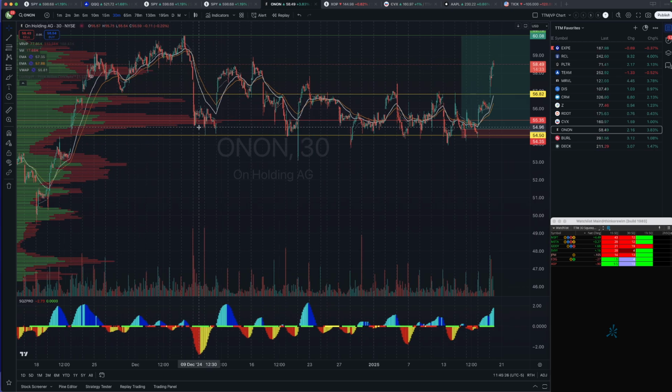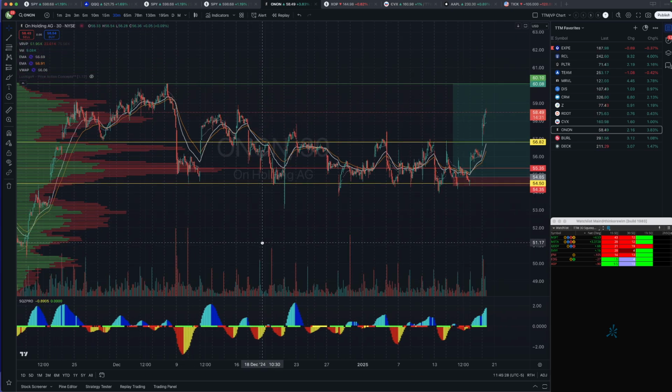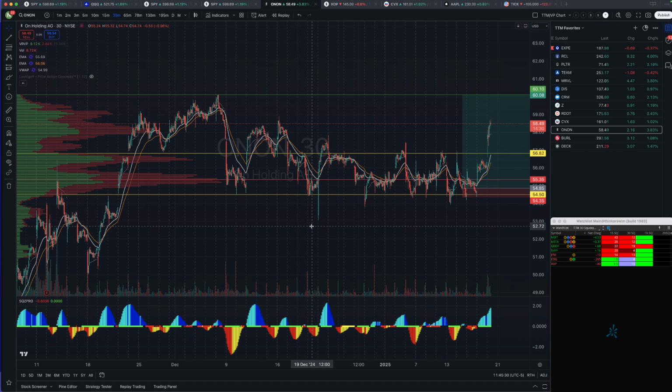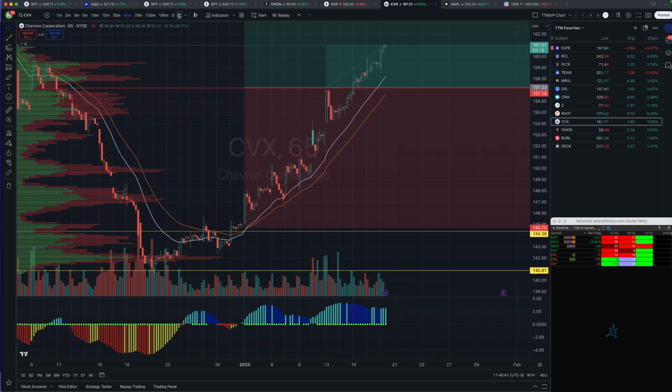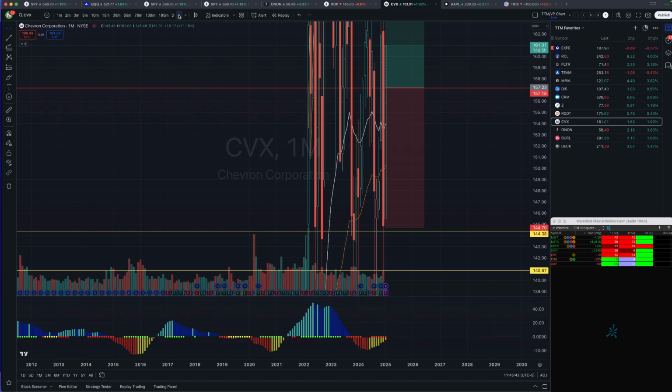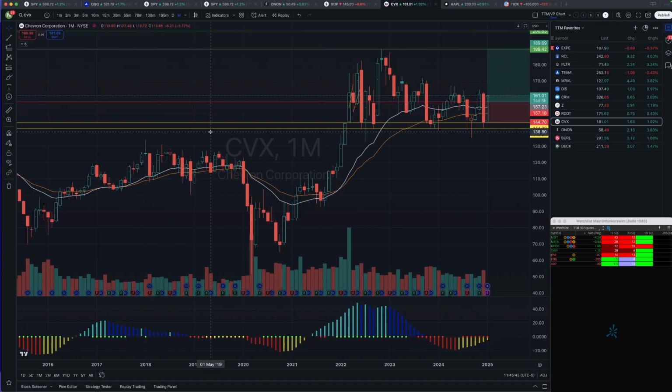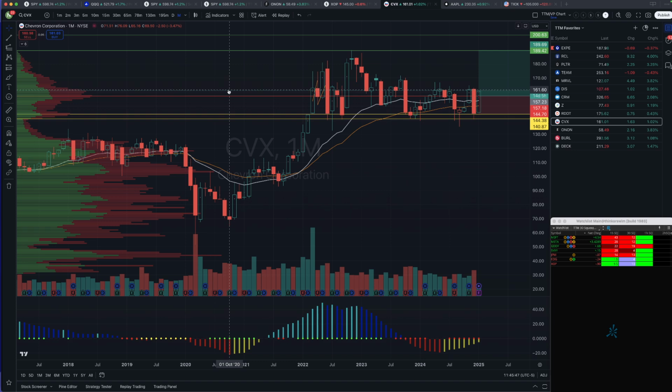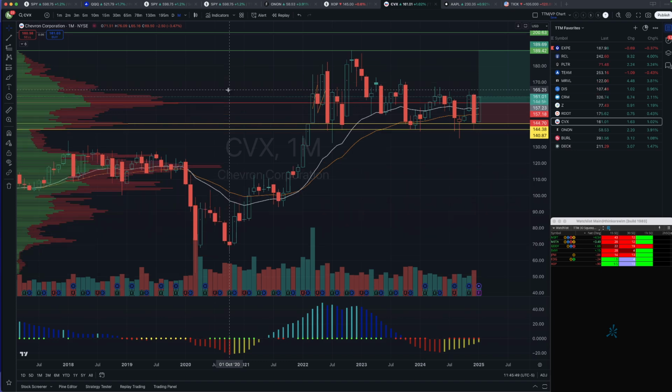Onion, or On, as it's formally called, is doing great. And I'm going to carry that one into the weekend. CVX on this monthly is a beaut. I really like that one.